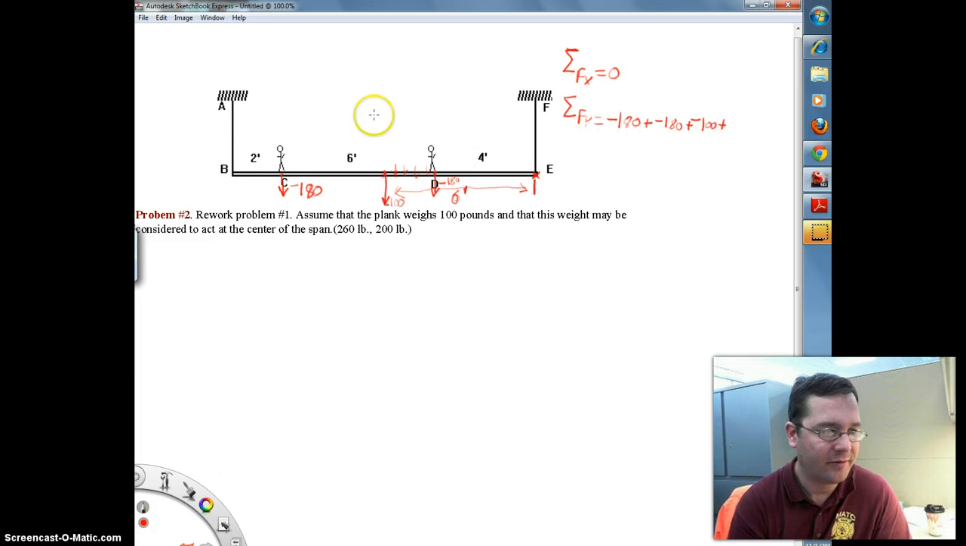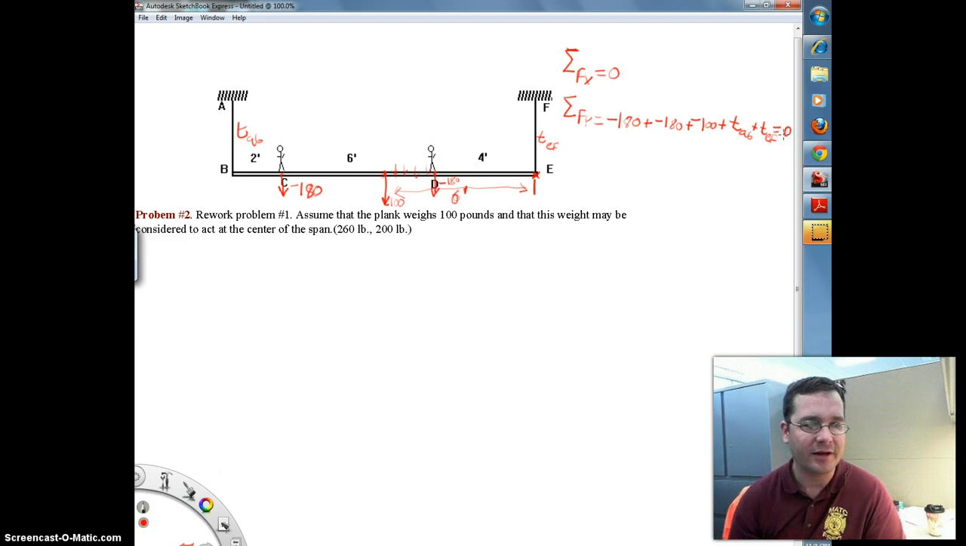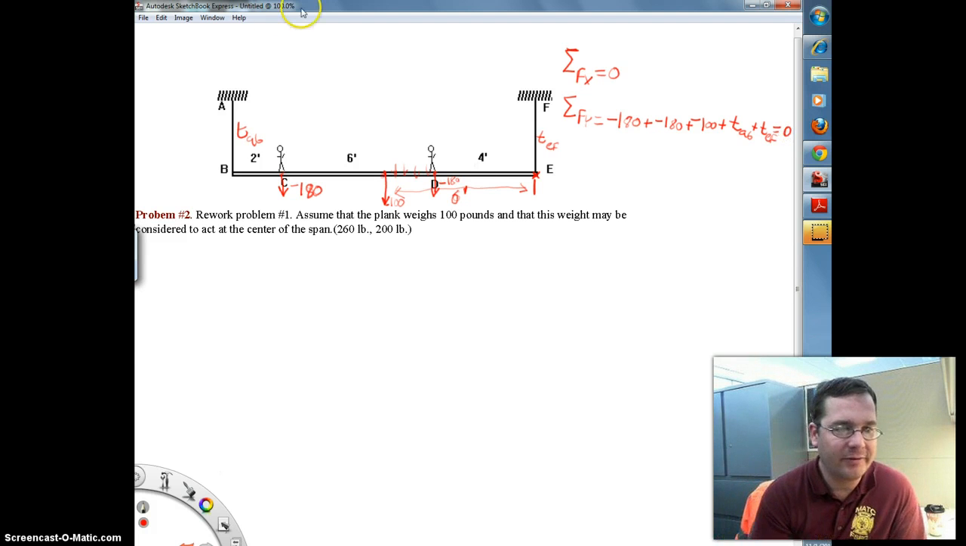plus the tension in these wire ropes, and again I will label this as T sub AB for tension in wire rope from point A to point B. This is T sub EF for the tension in wire rope E to F. And all of those have to add to 0 for this to be in static equilibrium. Now we can't solve that problem as it is because it's got 2 variables, so now we are going to generate the sum of the moments.